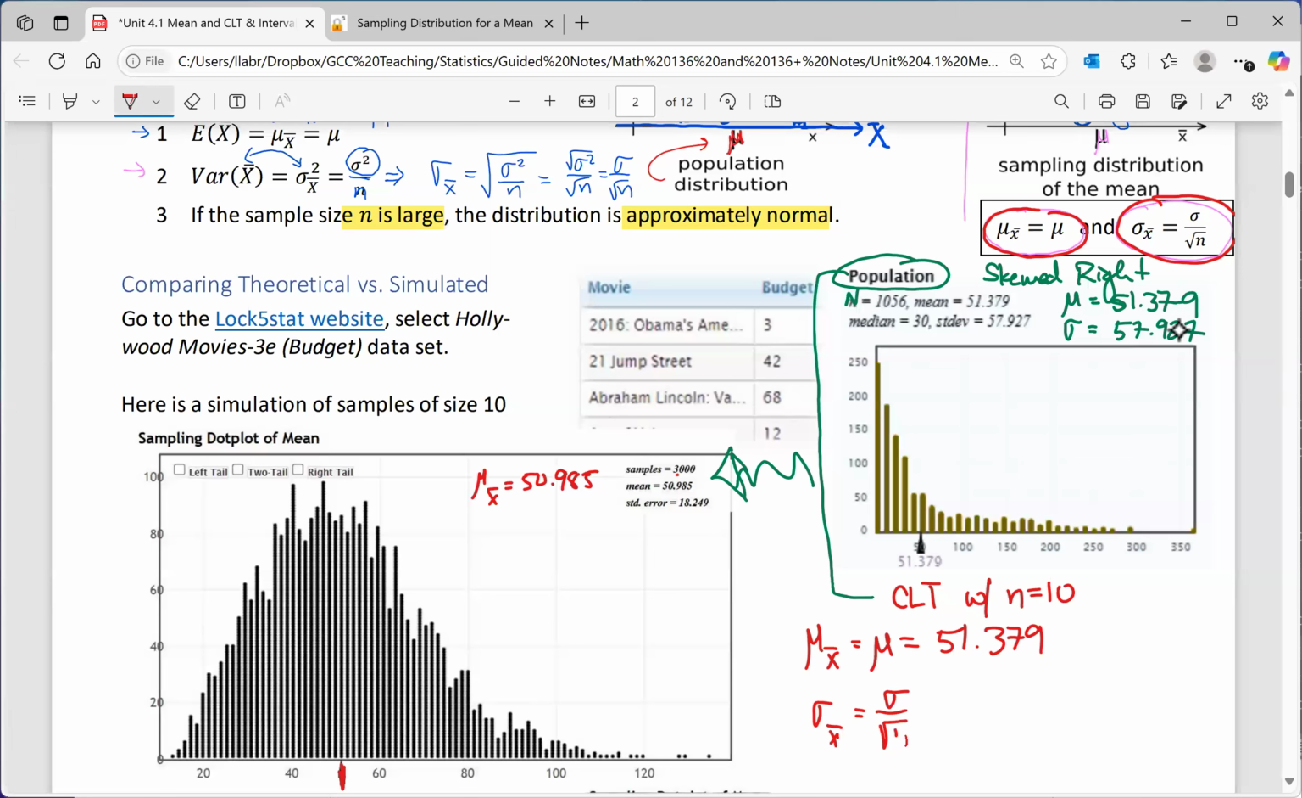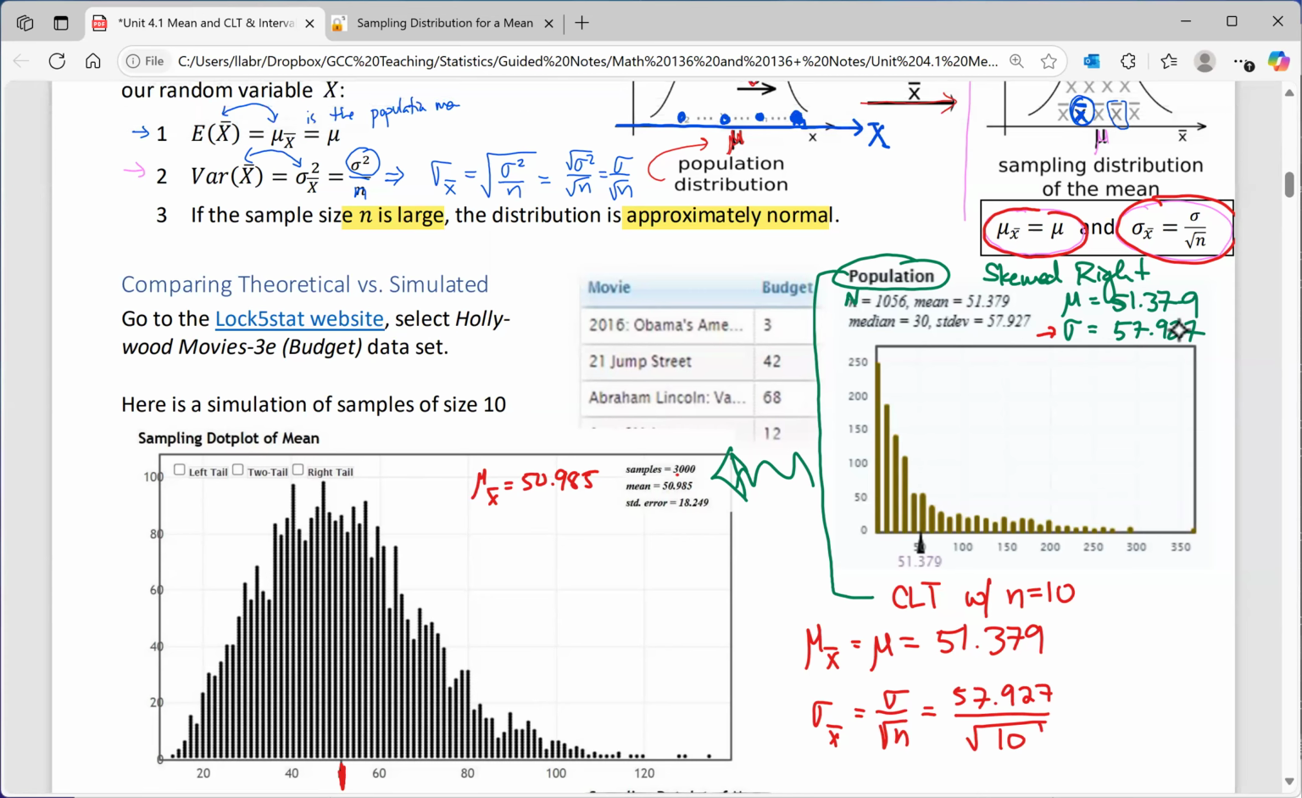And this means something. Remember, sigma is the population information, and it's right here in green. So that's 57.927. And I'm going to divide that by the square root of my sample size, which is 10. All right, now throw that into a calculator, for example, Desmos Scientific, and you will get the value 18.318.